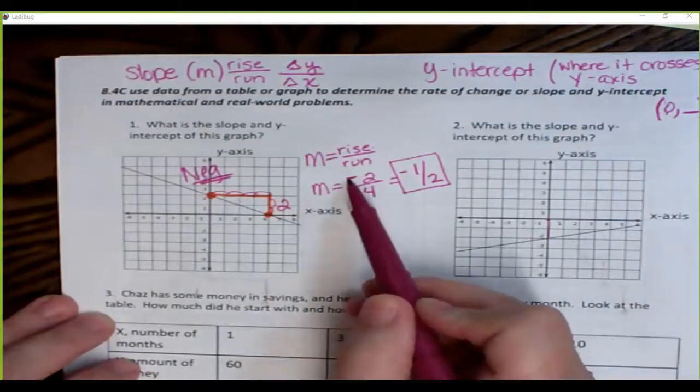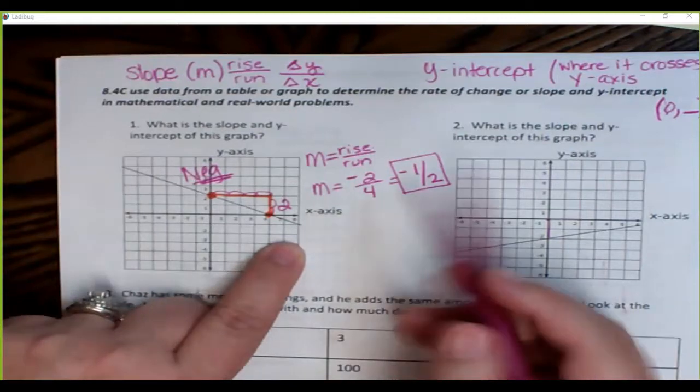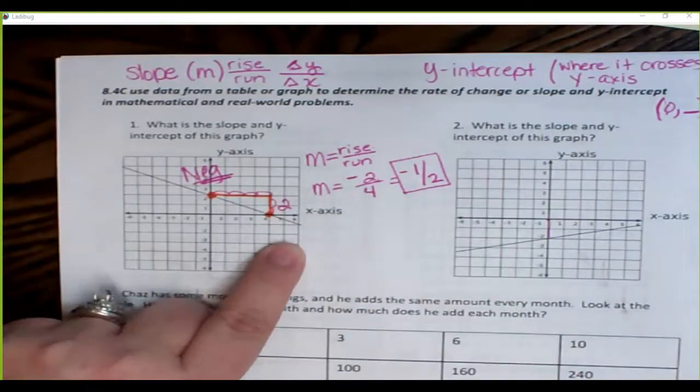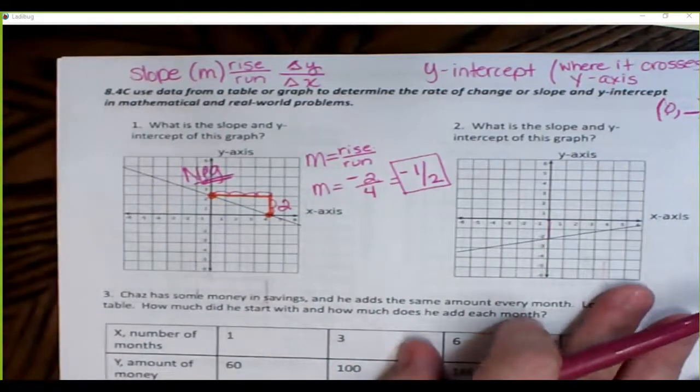I just got the negative. I just put it out in front because I knew my line was here. And then the 2 was the rise. I just like to put my negative first so I don't forget. Because I always look at my line first when dealing with slope.